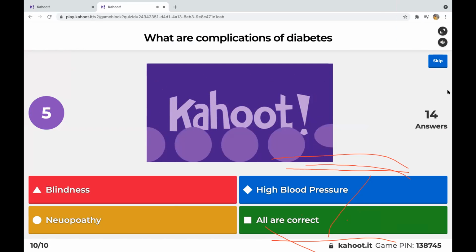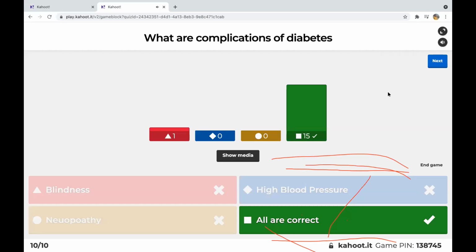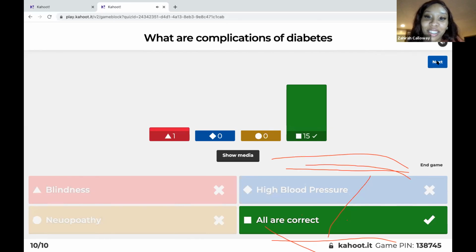I was about to say, we're going to need Stacy or Alicia or Mr. Narche to go ahead and give us that pronunciation. I was waiting on Stacy. All are correct. Good job, everybody.